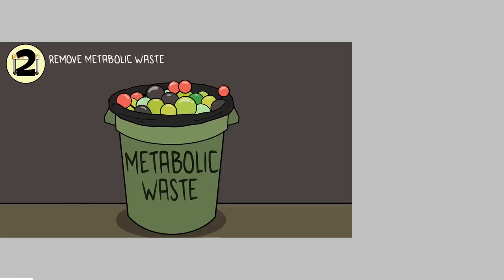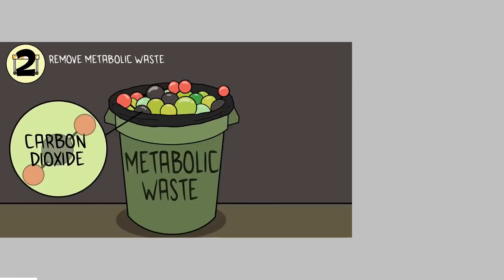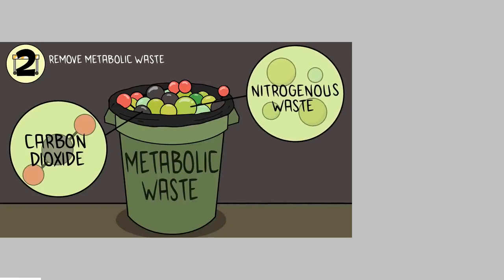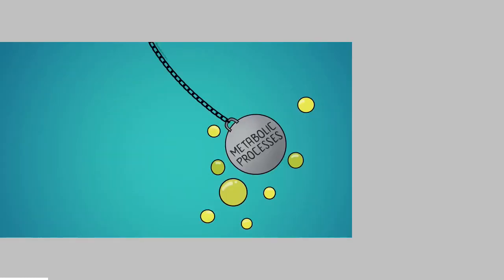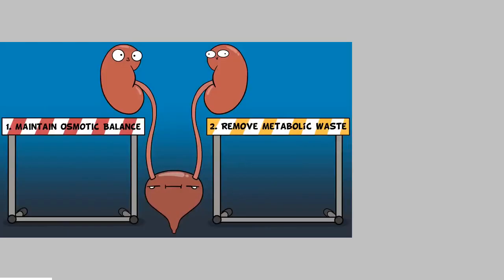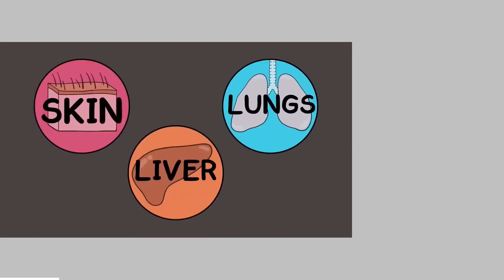What's metabolic waste? Well, it could include carbon dioxide or nitrogenous waste, which occur from the breakdown of proteins. There's a lot of protein breakdown in metabolic processes after all. The excretory system focuses on addressing those two major issues. Many organs and structures have roles in addressing these two issues and therefore serve roles in the excretory system.